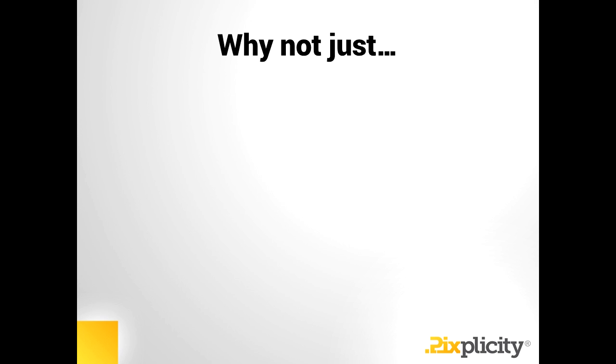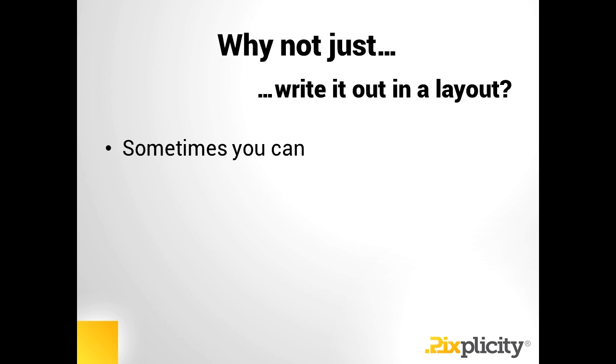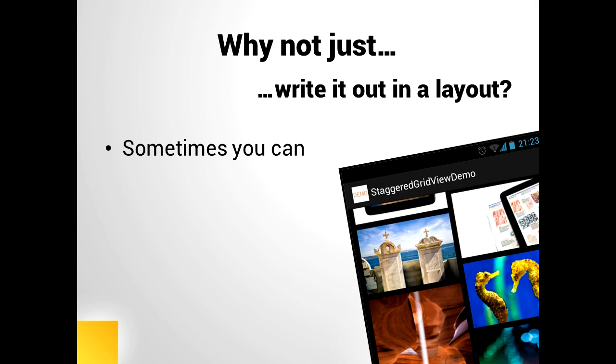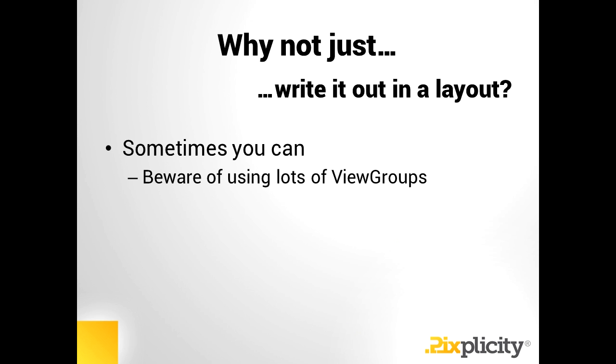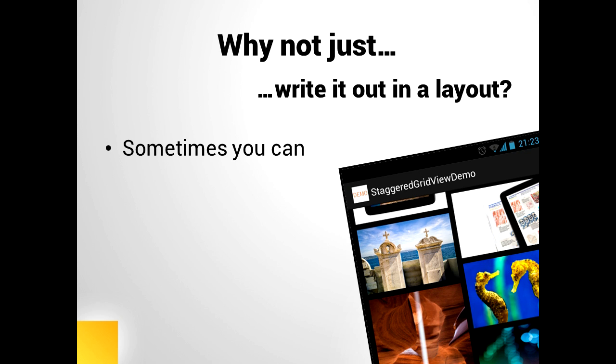So, custom components, right? Well, why do you want to use custom components? Why don't you just write it out in a layout? For instance, you could do that for that staggered grid view. You could just have a scroll view, and inside that a linear layout, horizontally oriented, and inside that two vertically oriented linear layouts. Yeah, you're getting there.